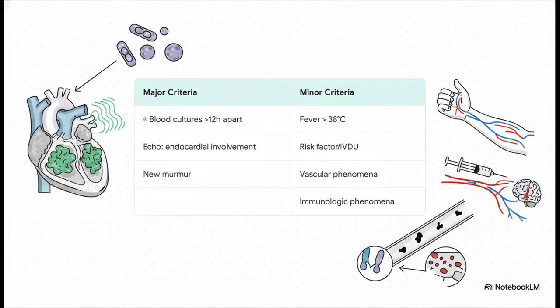Okay, so how do we properly apply the modified Duke criteria? The absolute key here, what you really need to lock in, is that echocardiographic evidence of an oscillating intracardiac mass or a new valvular regurgitation must definitively pair with continuous bacteremia to meet the major criteria. You cannot have one without the other to secure the major diagnosis. It's this exact combination of microbiology and structural pathology that seals the deal.